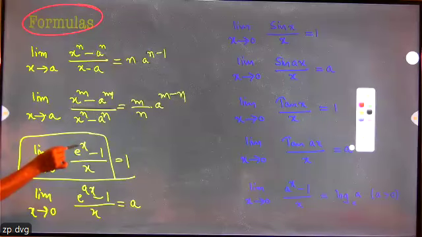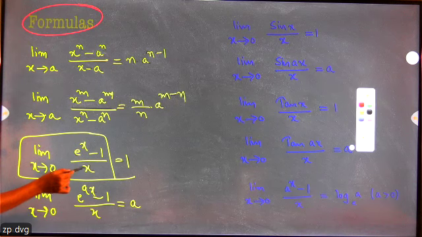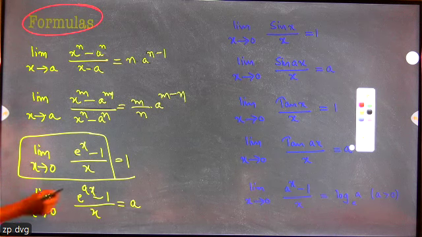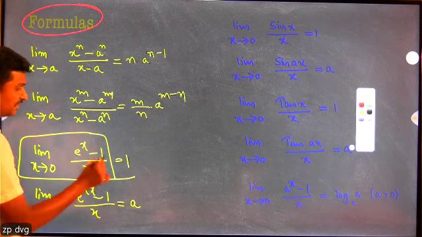E power 0 is what? E power 0 is 1. 1 minus 1 is 0. In the denominator also 0, 0 by 0, indeterminate form. So in indeterminate form, we can use L'Hospital rule. What is L'Hospital rule? Differentiate numerator, differentiate denominator separately.